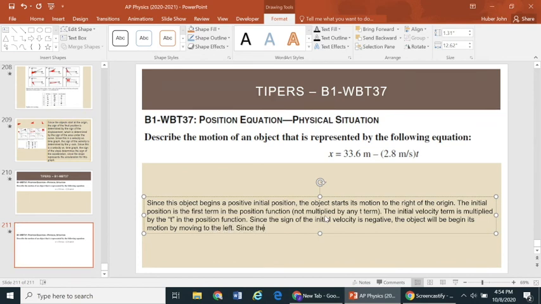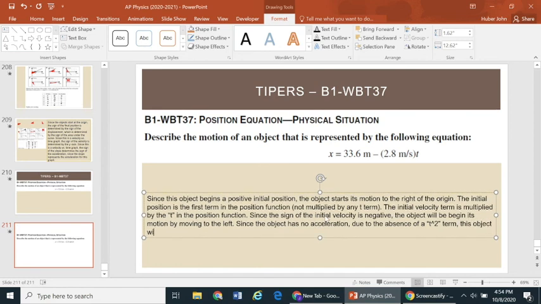Since the object has no acceleration, due to the absence of a t² term, this object will move at a constant velocity, negative 2.8 meters per second.